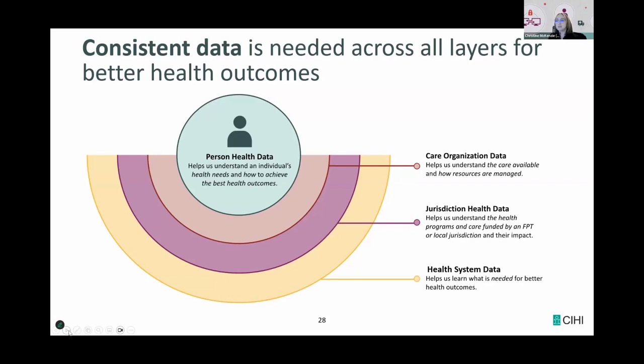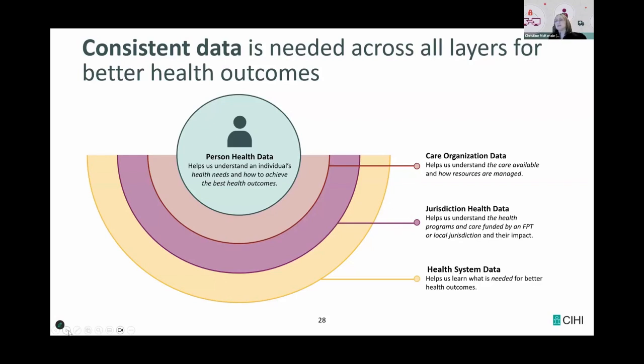The next layer is the person health data layer. So this is really that layer about you as a person. And we think this is important because this is a person-centric data model and it puts the person in the middle of the health system. It is you as a person that is receiving medication. It is you as a person that's receiving an immunization.